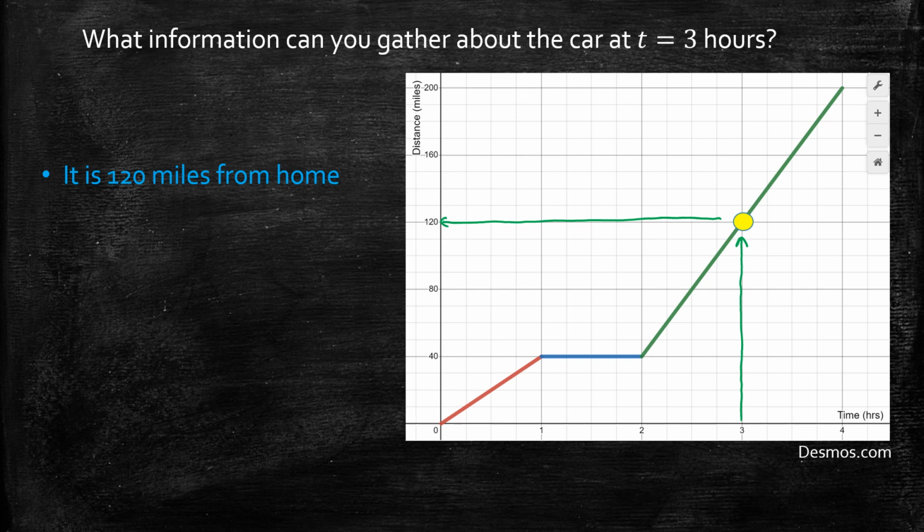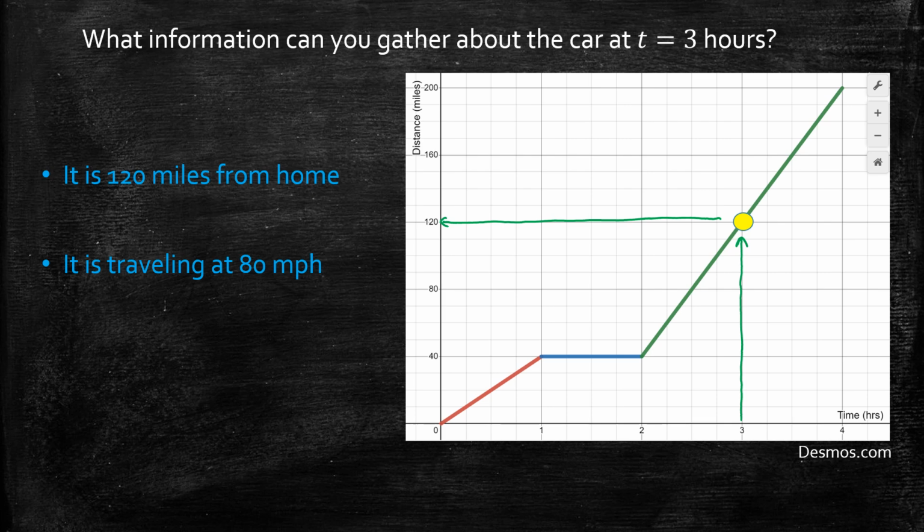But there's something that maybe is not so obvious. I'll give you a second if you want to pause the video and try to figure it out. It can be interpreted from the graph, and we touched on it in the slide before. And that is the car is traveling at 80 miles an hour. So where does that 80 miles an hour come from?